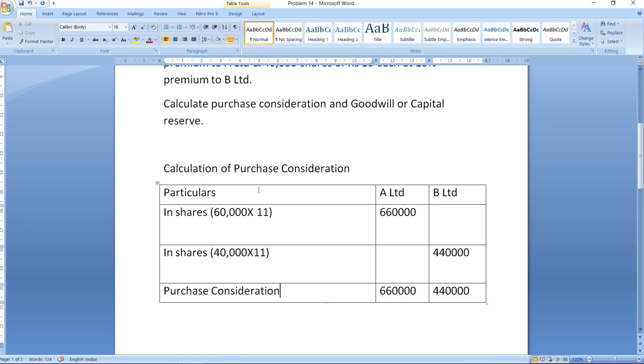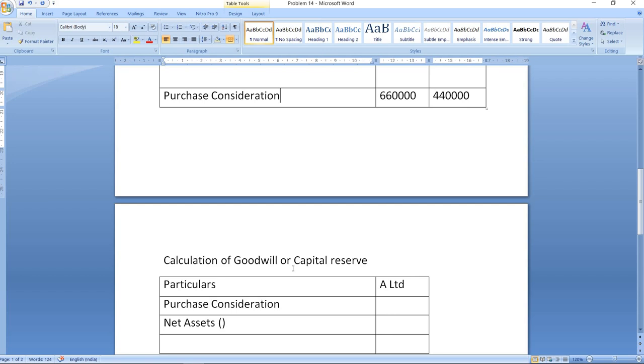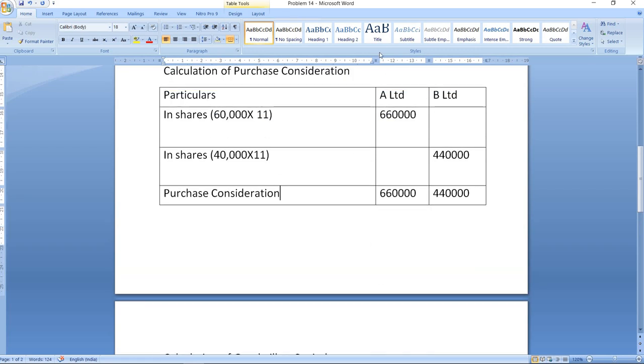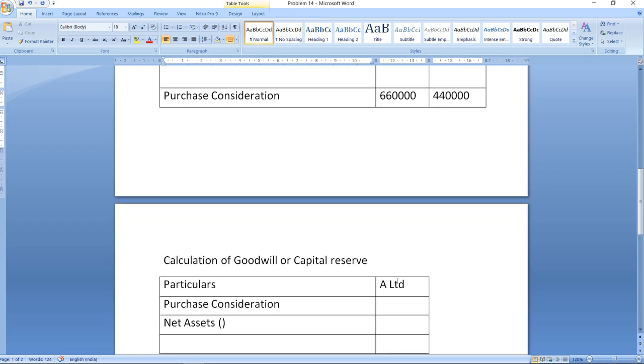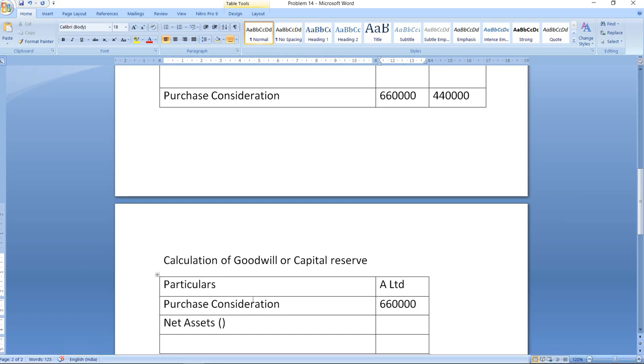Okay. So next you have to calculate goodwill or capital reserve. Okay. So let us start with the calculation of goodwill or capital reserve. So calculation of goodwill or capital reserve for A Limited. For that we have to take purchase consideration and minus the net assets. So first we will take purchase consideration. What is the purchase consideration for A Limited? It is 6,60,000. From that you have to minus net assets.